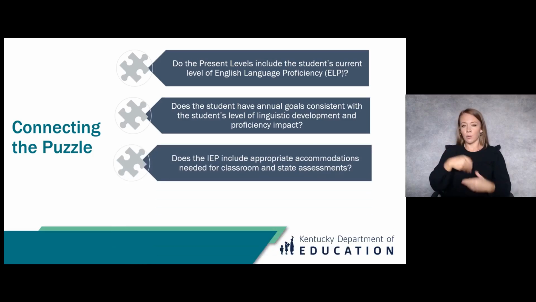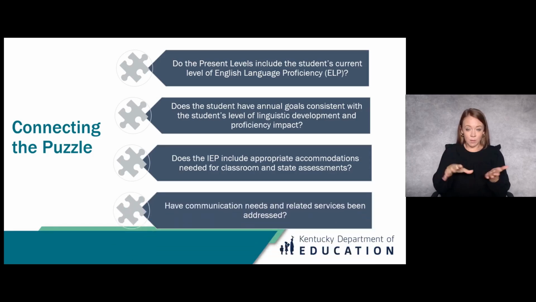The IEP should include appropriate accommodations that may be needed for classroom and state assessments, such as documents translated, a translator, or possibly a reader and scribe. If EL is a factor, have communication needs and related services been addressed? Now, these are just some of the ways ARCs should ensure the IEP is comprehensive, consistent, and compliant. Now let's look at an example of how those pieces connect.